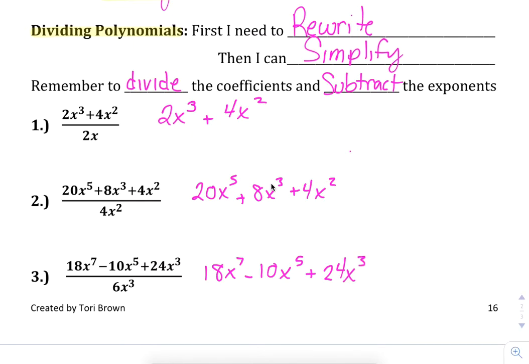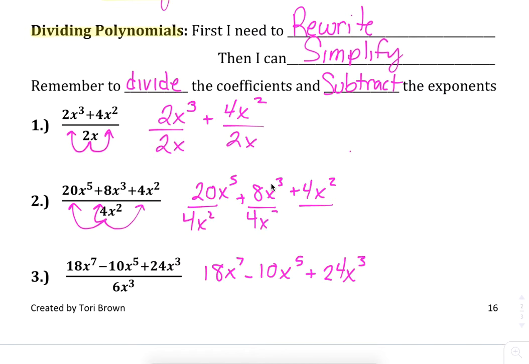Okay, then I'm going to go back on my bottom part, and instead of making it one big fraction, I'm going to rewrite it so that this bottom number is dividing underneath both of them. So 2x is under both of them. On this problem, I'm going to make sure that the 4x squared divides under both or all three of them. So 4x squared, 4x squared, 4x squared.